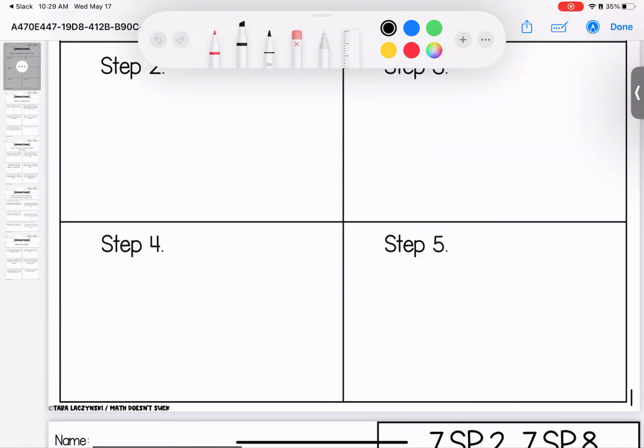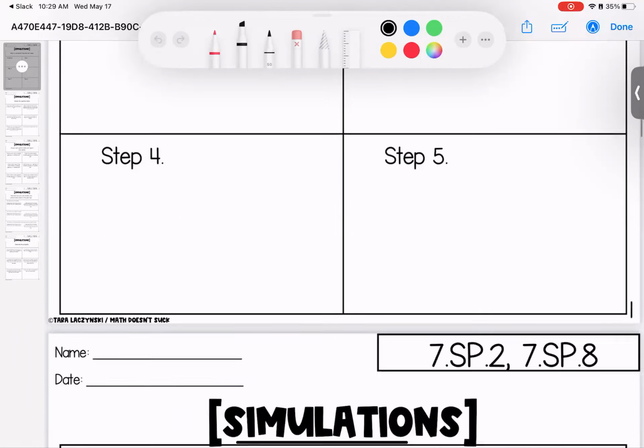So number one, what's the problem? Number two, what do we think is true? Number three, what model are we going to use? Number four, use that model. And then number five, let's look at the data.